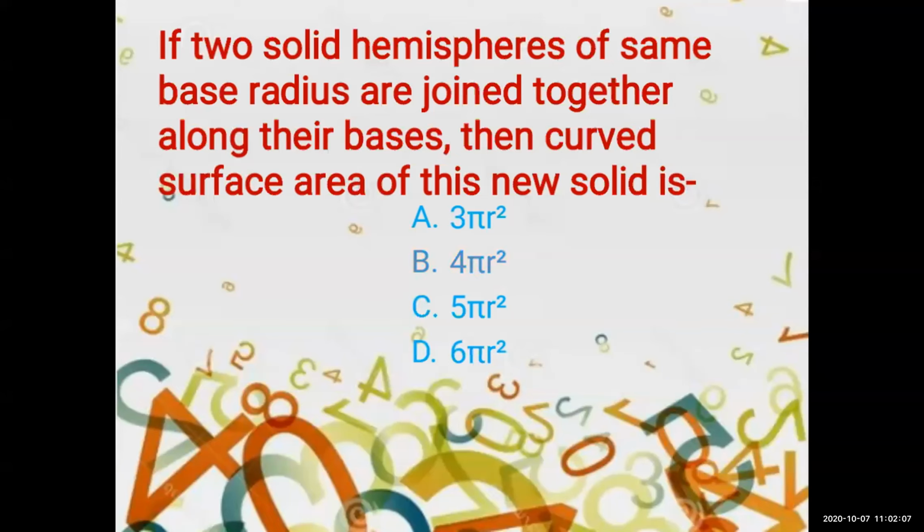So let's see the answer. Correct, 4 pi r square, option B. Correct answer. So keep it up. Audience have given the correct answer also. Let's see the third question.